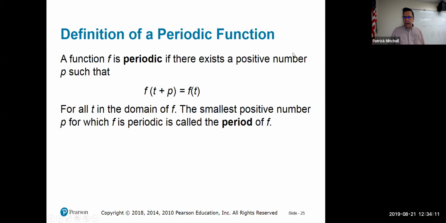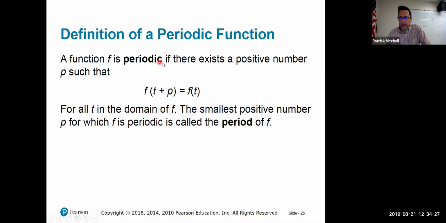All right, next we have periodic functions. It turns out that all of our trigonometric functions are periodic. Periodic basically means repeating. So what this says is a function f is periodic if there exists a positive number p such that f at t plus p is exactly the same thing as f of t.